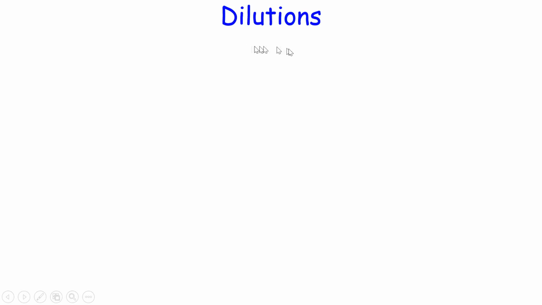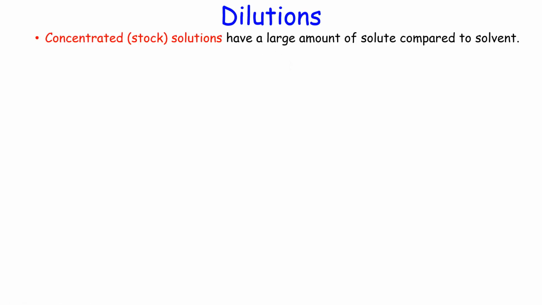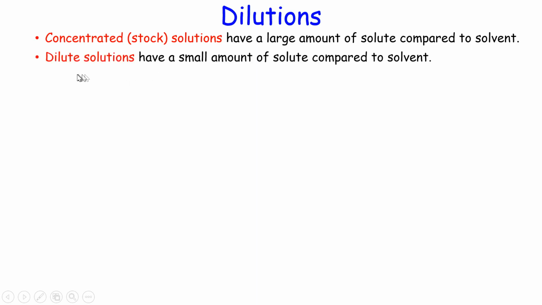Now let's go over dilutions. First, let's look at concentrated solutions, which means solutions with a very, very high concentration. We normally call those stock solutions. Then there are also the so-called dilute solutions. And of course, the concentrations of those dilute solutions are much, much lower.